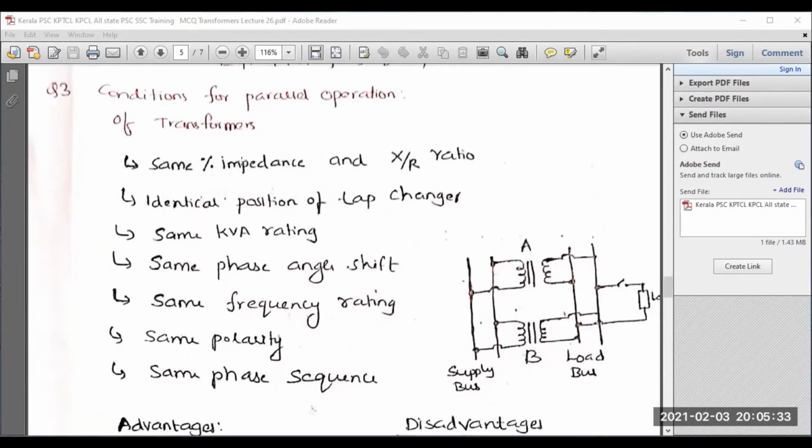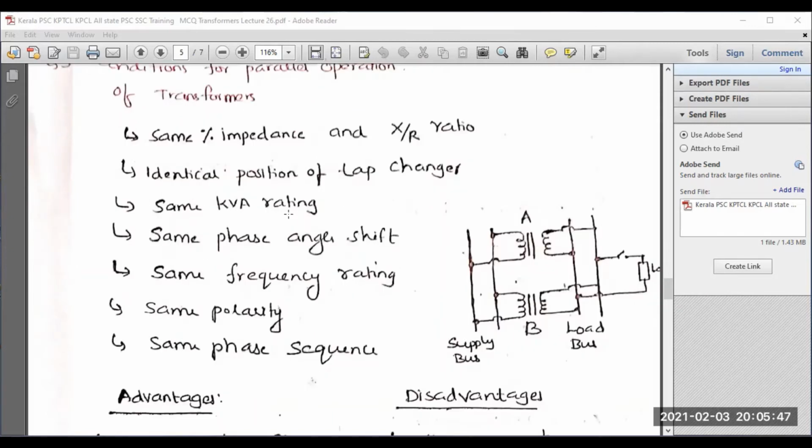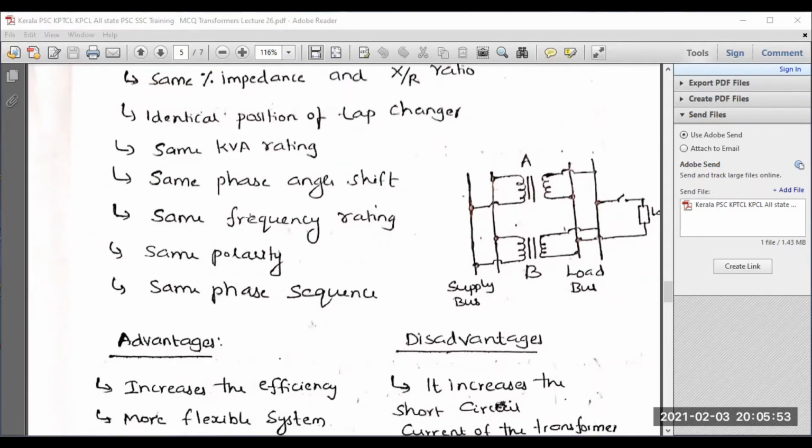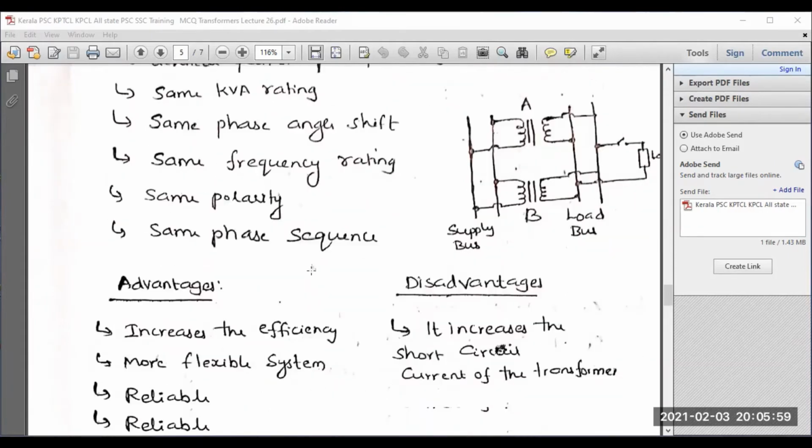You have to follow the following conditions if you want to do parallel operation to satisfy the load requirement. Same percentage impedance and X by R ratio should be followed. Identical position of tap changer has to be maintained. Same kVA rating: if you want to do parallel operation of two transformers, the kVA rating should be the same. Phase angle shift should be the same. Same frequency rating. The same polarity. Same phase sequence has to be followed.